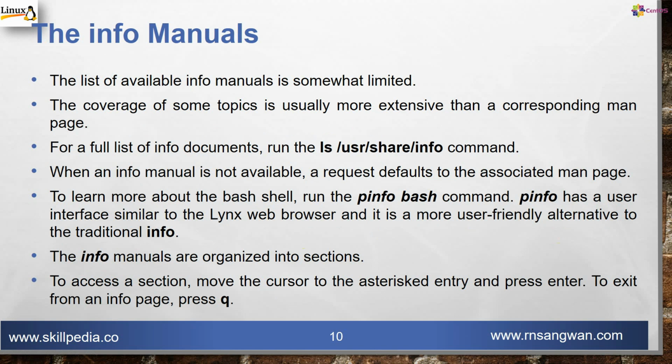Info manuals. The list of available info manuals is somewhat limited. The coverage of some topics is usually more extensive than a corresponding manual page. For a full list of information documentation, you can run this ls /usr/share/info command. There you will see the manual pages, the info pages or info documents. When an info manual is not available, a request defaults to the associated man page.